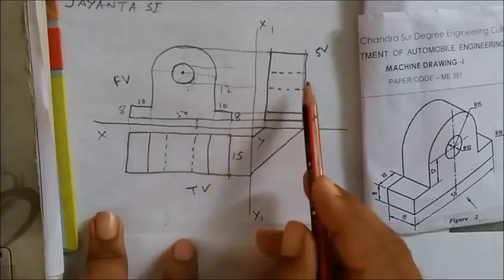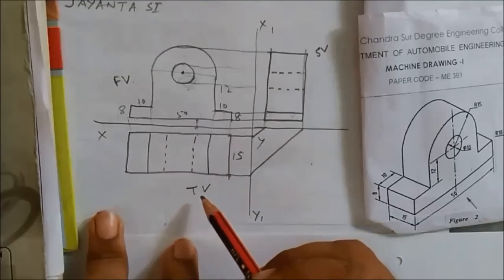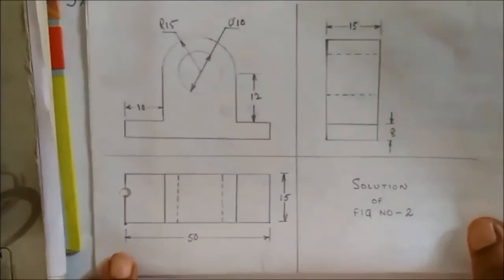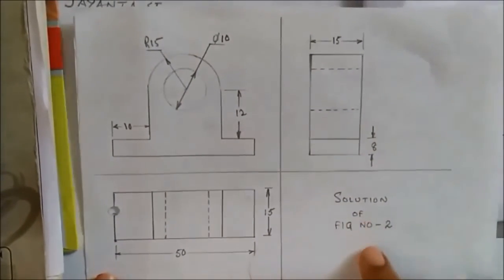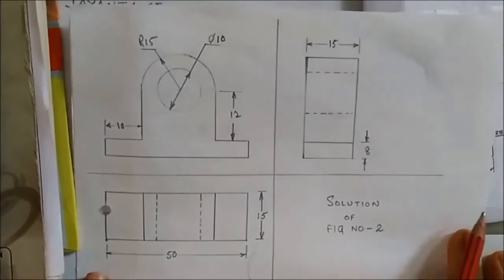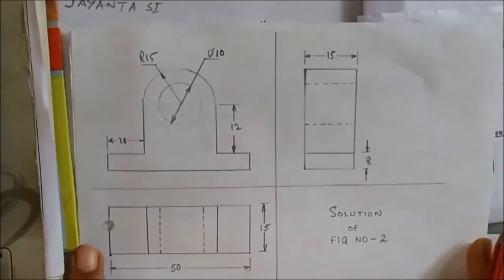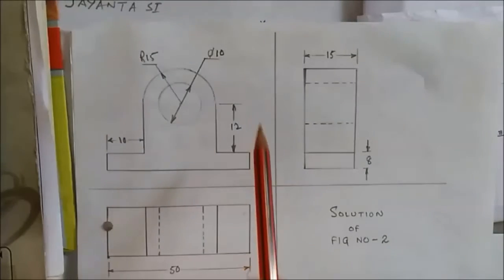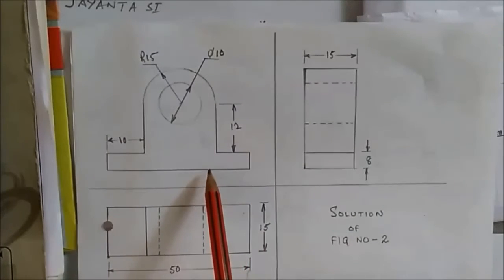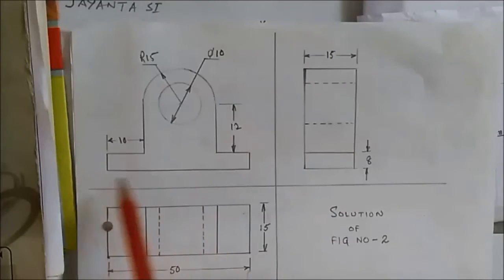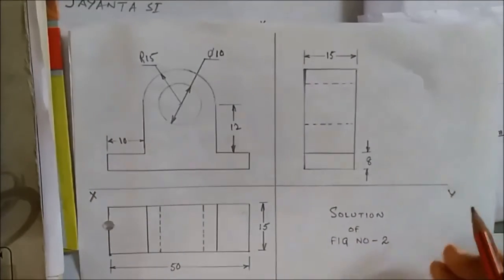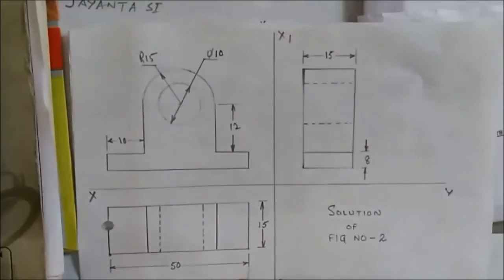This is the front view, top view and side view of this object. I have drawn this object. This is the final view of figure number 2. All the dimensions are given. You take an arbitrary length and this one is xy and this one is x1 y1.